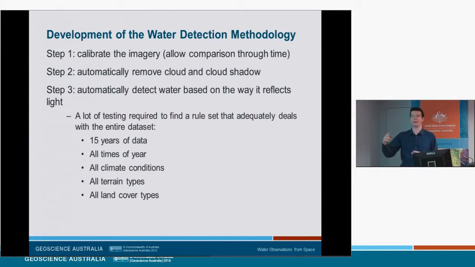Then you've got to go through and automatically weed out all the cloud and cloud shadow, and that's a tough job I can assure you. And then you've got to find a way of automatically detecting the water based on the way it reflects light, notwithstanding the fact that water gets to be different colours and can sometimes look like other things in the landscape like shadow. So lots of testing was required to work through 15 years of data, all times of the year, all climatic conditions and all terrain types.